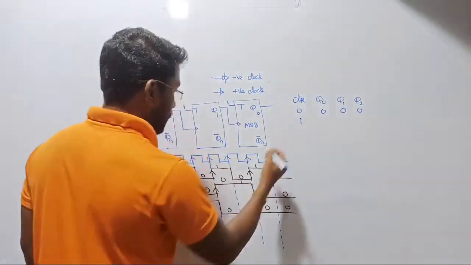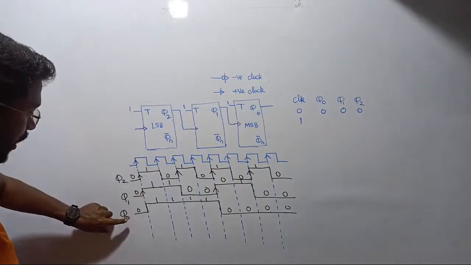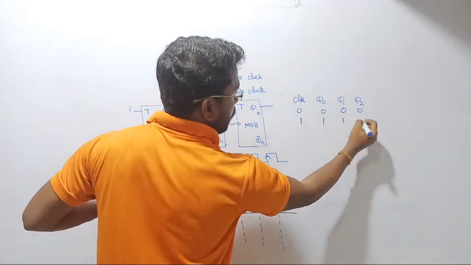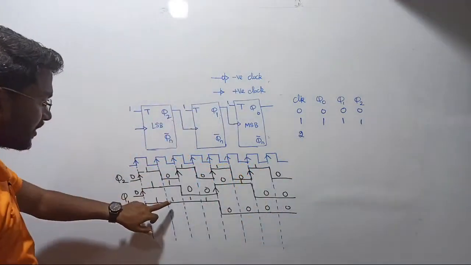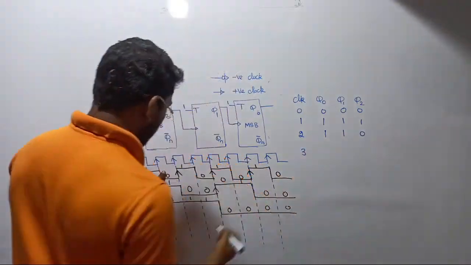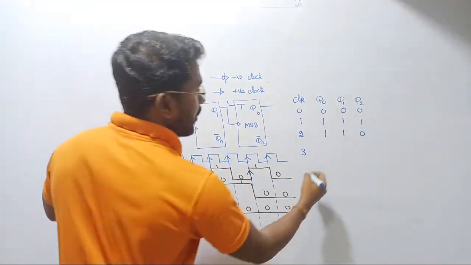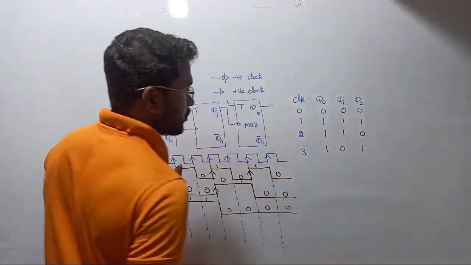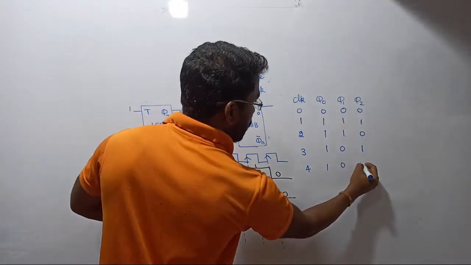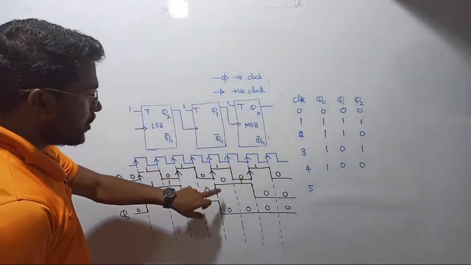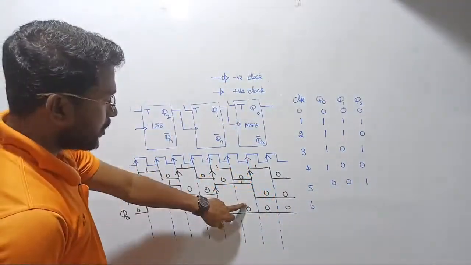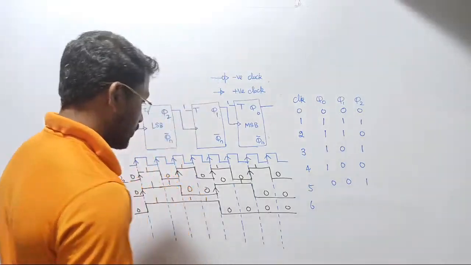When we give the first clock pulse, there is a jump: 1 1 1. You have to start your count from Q0. So I am getting my outputs as 1 1 1. Now while giving the second clock pulse, it is going to be 1 1 0. While giving the third clock pulse, it is going to be 1 0 1. For the fourth clock pulse, it is going to be 1 0 0. For the fifth clock pulse, it is going to be 0 1 1. For the sixth clock pulse, it is going to be, sorry, wait a minute.